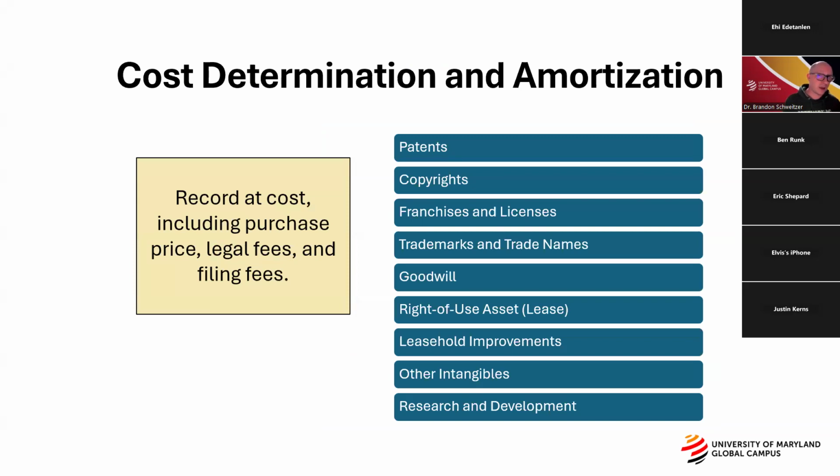When a company acquires an intangible asset like a patent, copyright, franchise, trademark, goodwill, leasehold improvements, or other intangibles or research and development rights, we record these at cost, and that includes the purchase price, legal fees, and filing fees. So that's how we record an intangible asset. And you'll sometimes see that on your 10-K report under fixed assets.